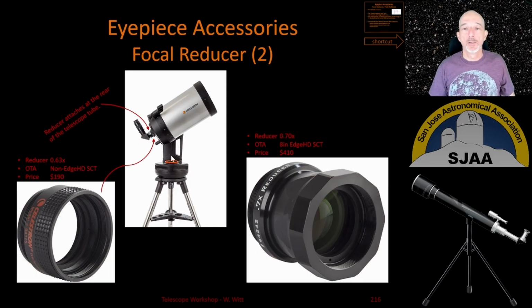But because things have gotten more complex for maintaining a flat field, this reducer is much more expensive, because it has to have more optical elements. There's more complexity here to maintain that flat field, and so therefore this one is more. So make sure that you buy the right one, right? Depending on whether your Schmidt-Cassegrain telescope is a standard or Edge HD, make sure you purchase the right reducer.